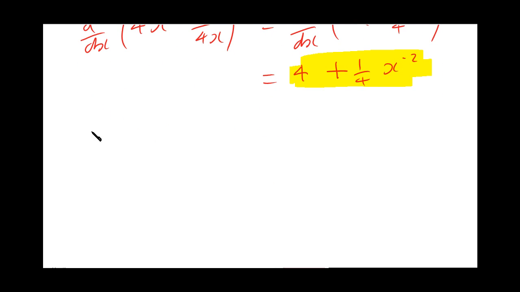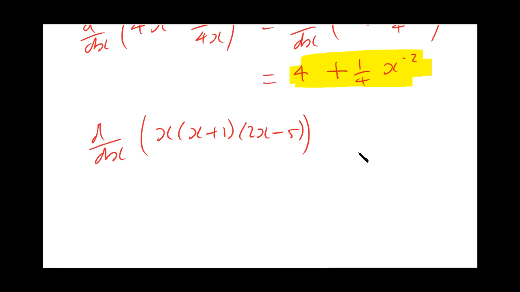Next one we're going to look at is the differential d dx of x open brackets x plus 1 times 2x minus 5. Now, unless you know the product rule, we're going to have to multiply this all out. So we're going to find the differential of x plus 1 times 2x minus 5. Let's just do that bit first. You get 2x squared, first, outer, inner, last.